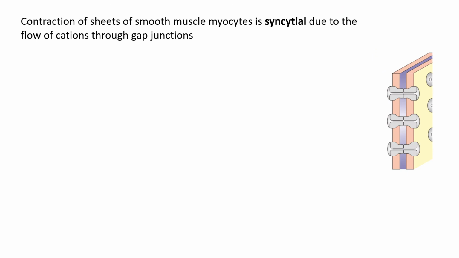As we said, this thing about the gap junctions is that it means that ions, specifically cations, so positive ions, generally sodium and calcium, can flow through from myocyte to myocyte very, very quickly. Because they do that, they all tend to contract as one. So this contraction is called syncytial. Syncytial contraction means that contraction is as one thing, all at the same time. And that's because of the gap junctions.